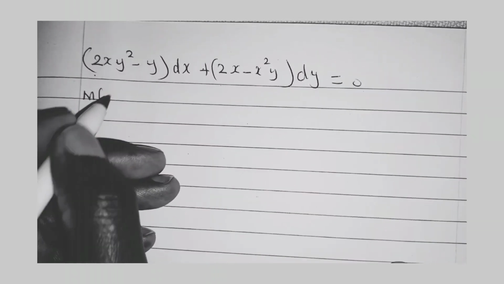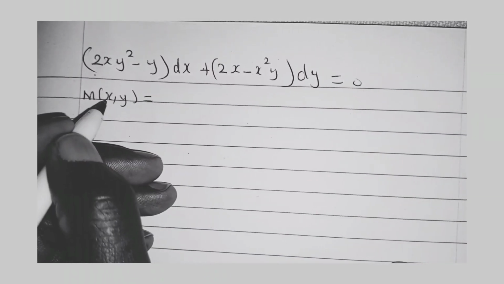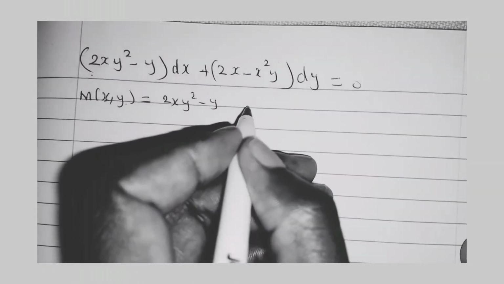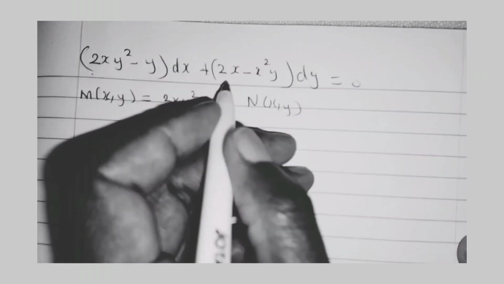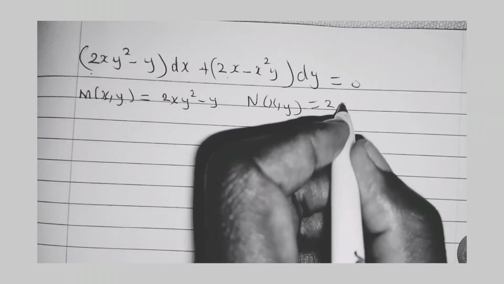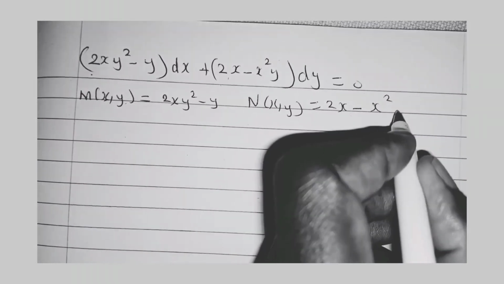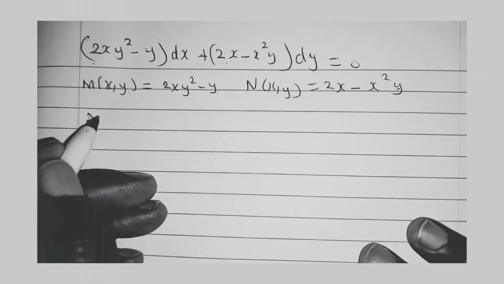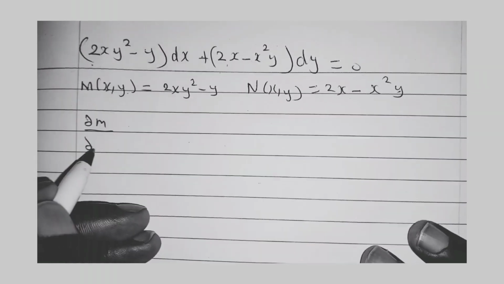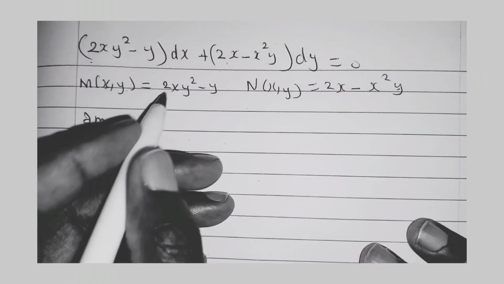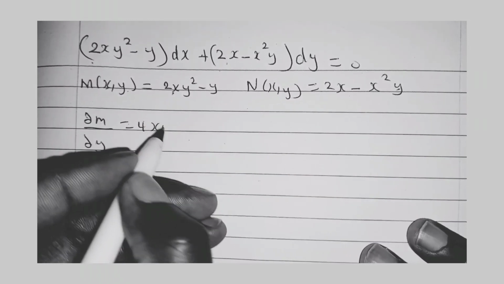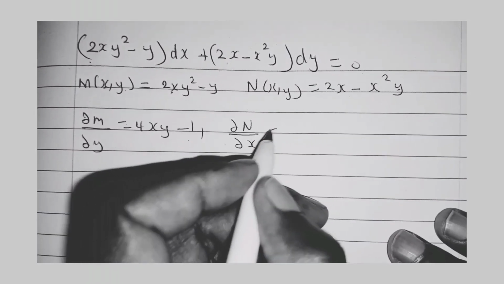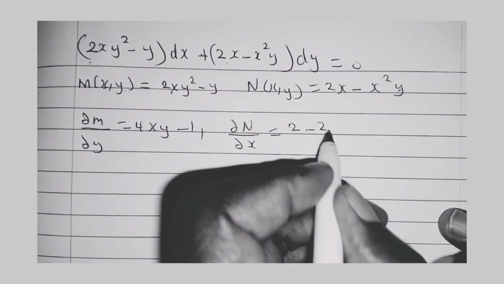So we have the function M, which contains x and y. It is 2xy² − y. That of N is equal to 2x − x²y. Then, we find the partial of M with respect to y, which when we differentiate is 4xy − 1. The partial of N with respect to x, we are getting 2 − 2xy.